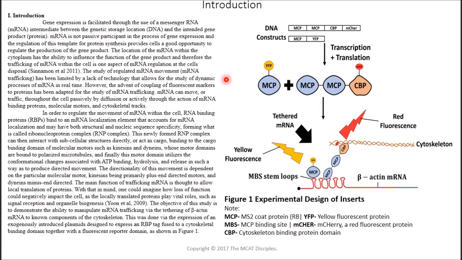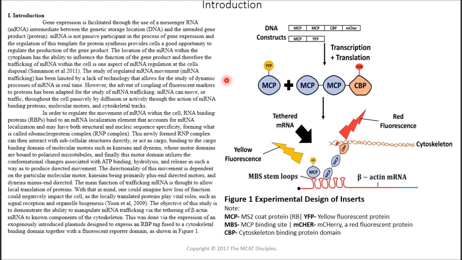The objective of the study is to demonstrate the ability to manipulate mRNA trafficking via tethering of beta-actin mRNA to known components of the cytoskeleton. This was done via the expression of exogenously introduced plasmids designed to express an RNA binding protein tag fused to a cytoskeletal binding domain together with a fluorescent reporter domain, as shown in figure 1.